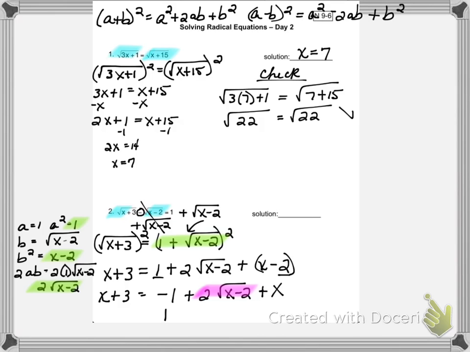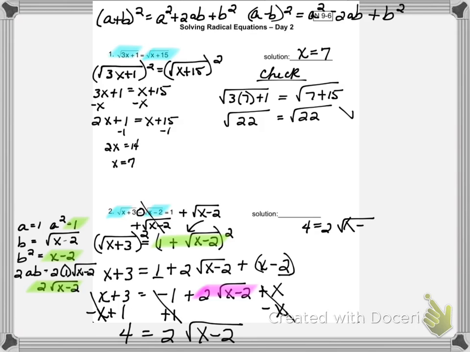So we're going to add 1. Move up here. We're going to add 1, and we're going to subtract x from both sides. That makes that 0, that's 0. And on this side, that x happens to cancel out, so we have 4 equals 2 times the square root of x minus 2. Okay? So, now, I'm going to write that up here and go over. We have 4 equals 2 times the square root of x minus 2.